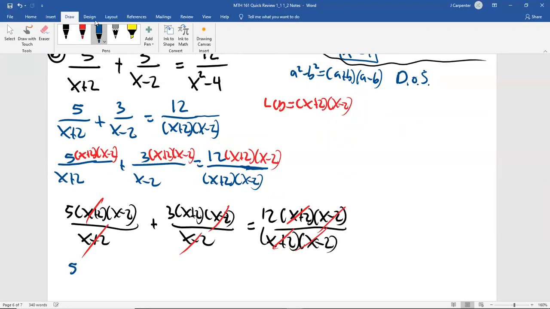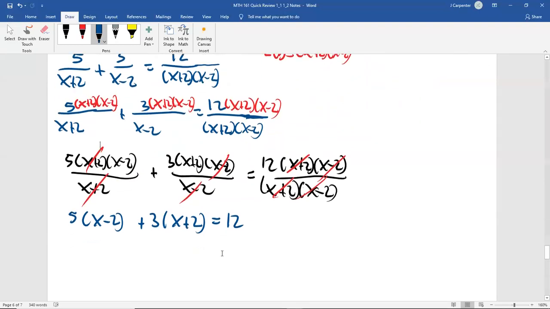So now we have 5 parentheses x minus 2 plus 3 parentheses x plus 2 equals 12. And from here, this looks very similar to the last one we did. So the steps will follow through very similarly. We're going to distribute, combine like terms, move, and then divide. And again, the point is not to memorize those 4 steps blindly. It's to understand when to apply them. When you see this, do that. Action, reaction.